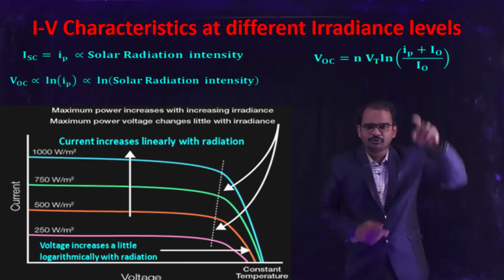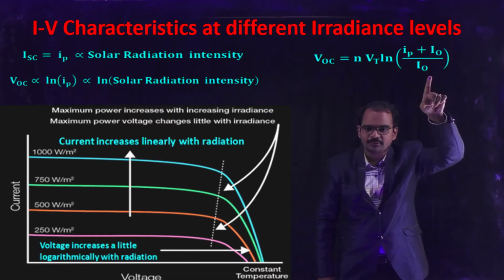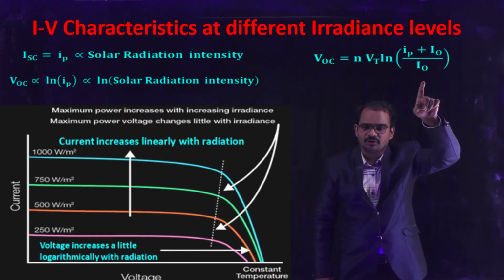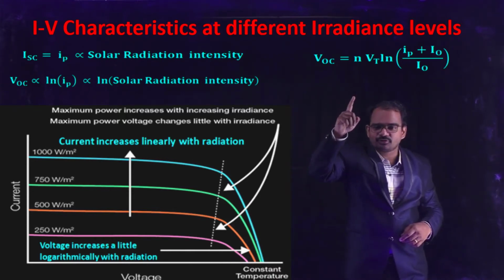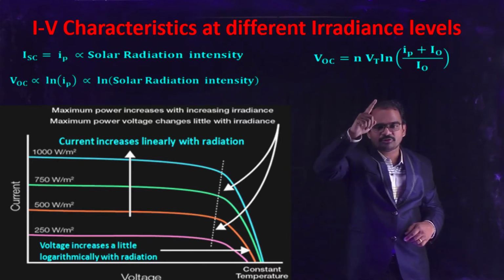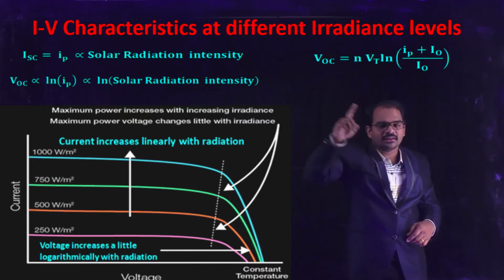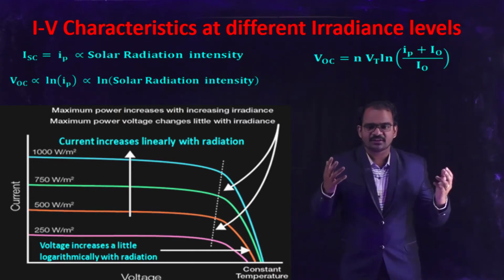And then we know what the open circuit voltage is. The open circuit voltage is given by NVT into ln of (IP plus I naught) by I naught, and this VOC is directly proportional to the logarithm of photon current. The photon current is proportional to the solar radiation intensity, and thereby the VOC is also proportional to the logarithm of solar radiation intensity.